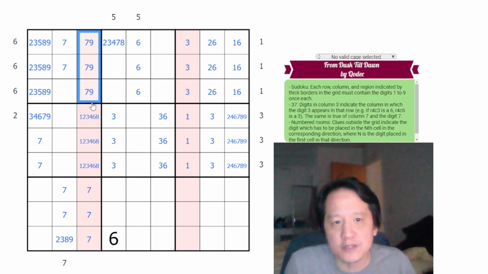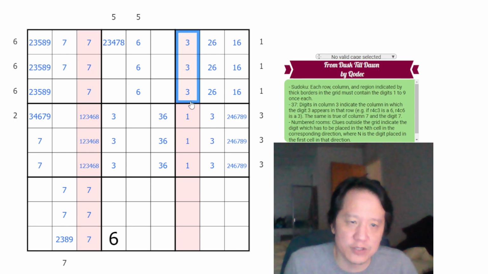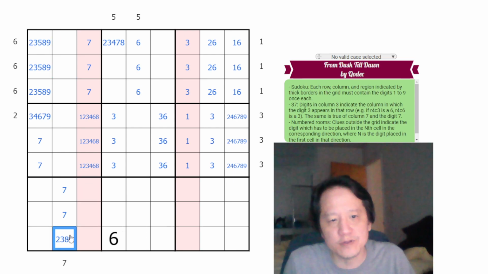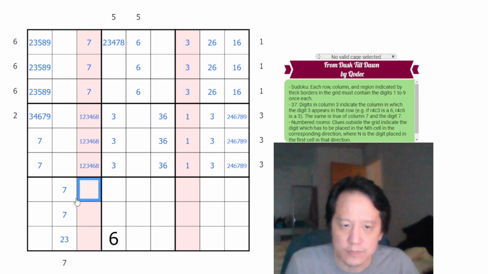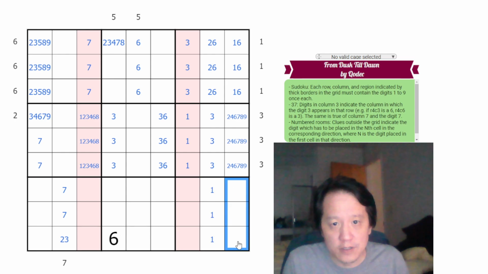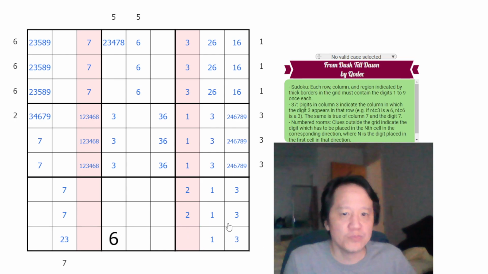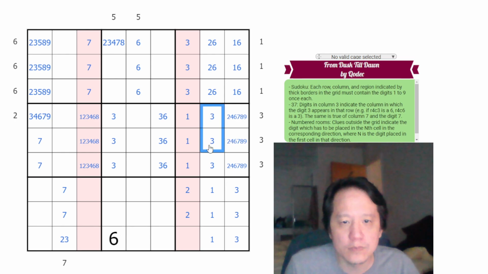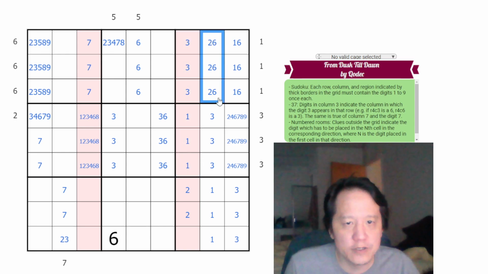So therefore, the 7 has to be here. It's because the 3 is here. That means the 7 has to be here. So this cannot be 7. So this cannot be 7. Therefore, this is 2 or 3. So the 7's here, the 7's here. This is 3. The 1 has to be here then, which means this is 1, this is 3, and this is 2. And this one specifically cannot be 2. We have 3, 2, this is 1. 3, 2, 1, 7.